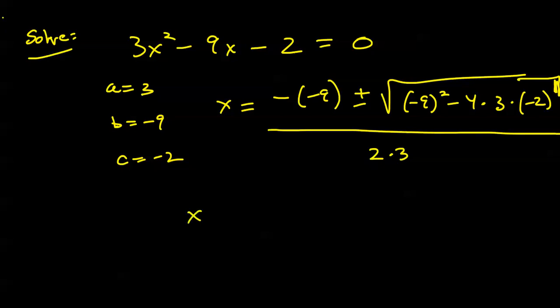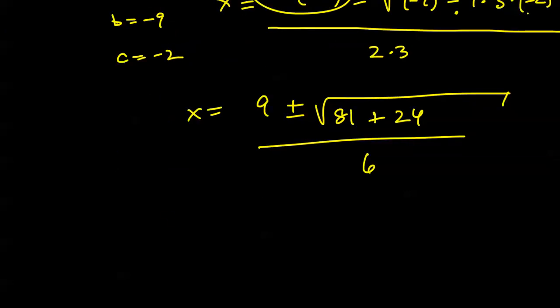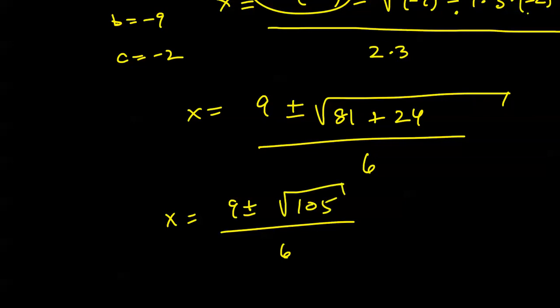Now let's simplify. x equals, well, minus minus 9 is plus 9, plus or minus, what's going on here? I'll get an 81 plus, right? Negative times negative is positive. 4 times 3 times 2, that's going to be 24, right? All over 2 times 3 is 6 downstairs. So x equals 9 plus or minus. What's 81 plus 24? 81, 91, 105. Right? 9 plus or minus the square root of 105 over 6.